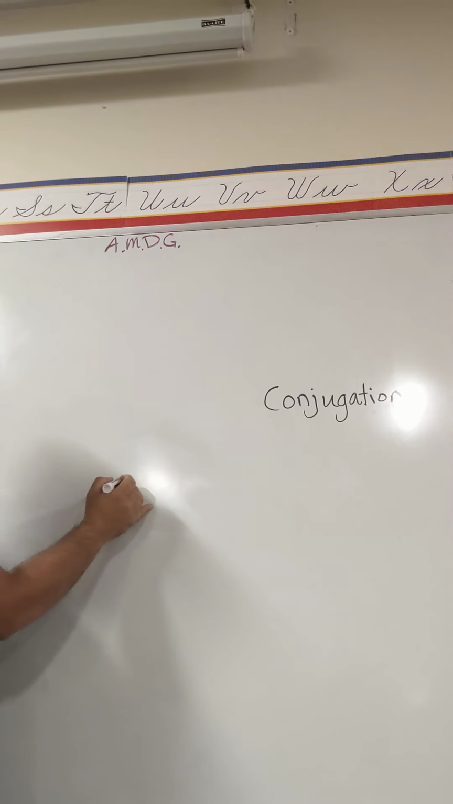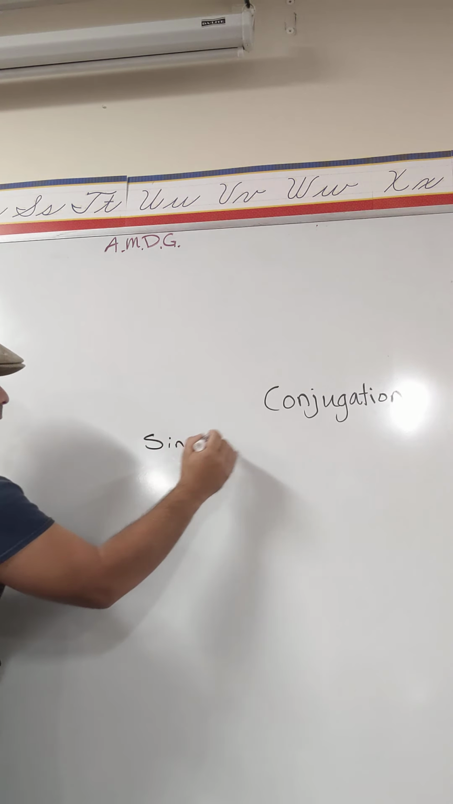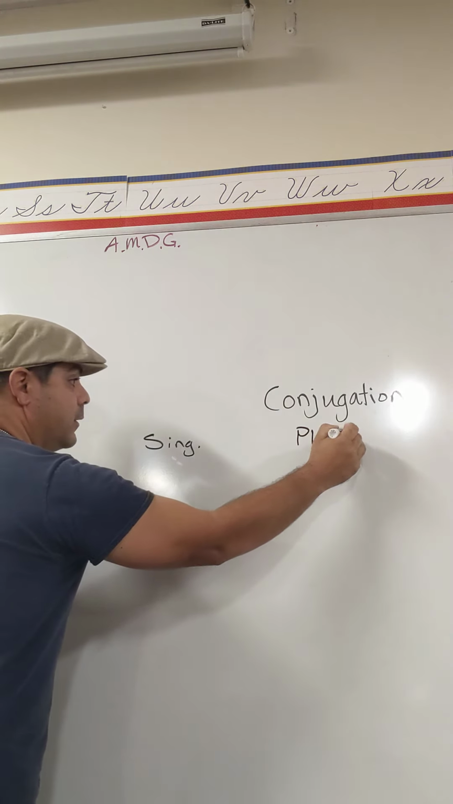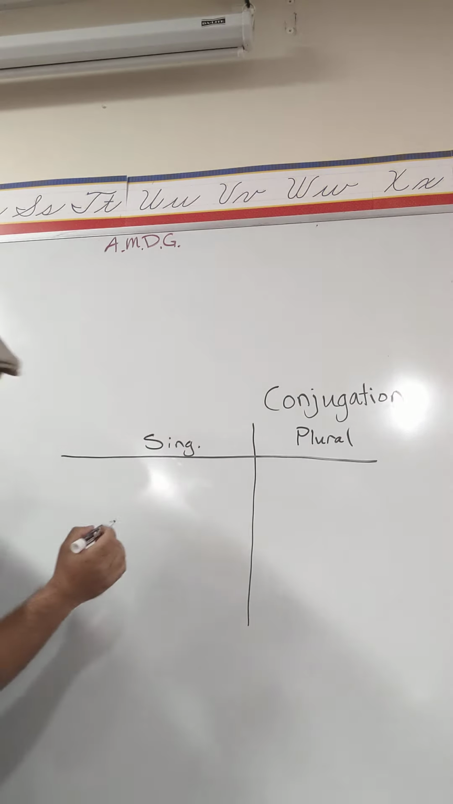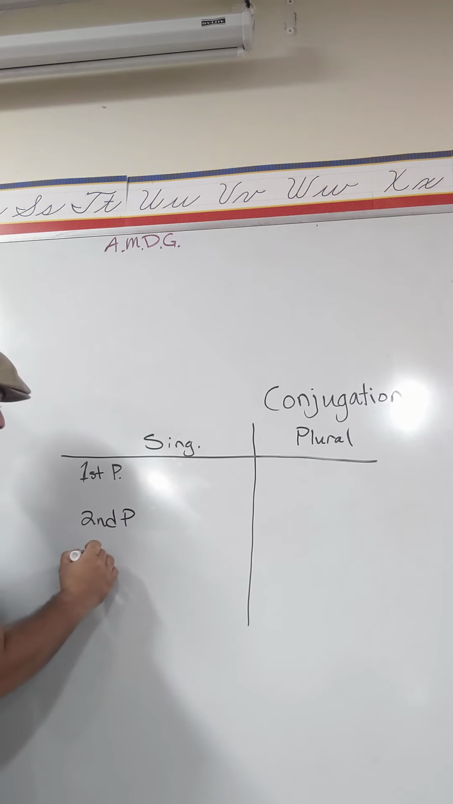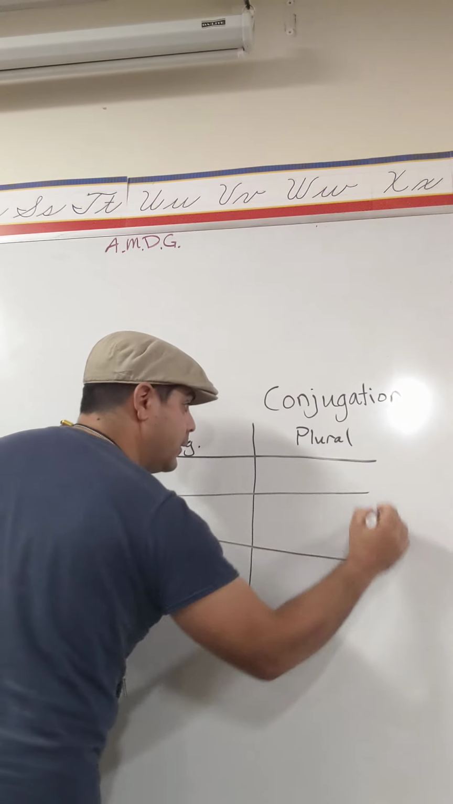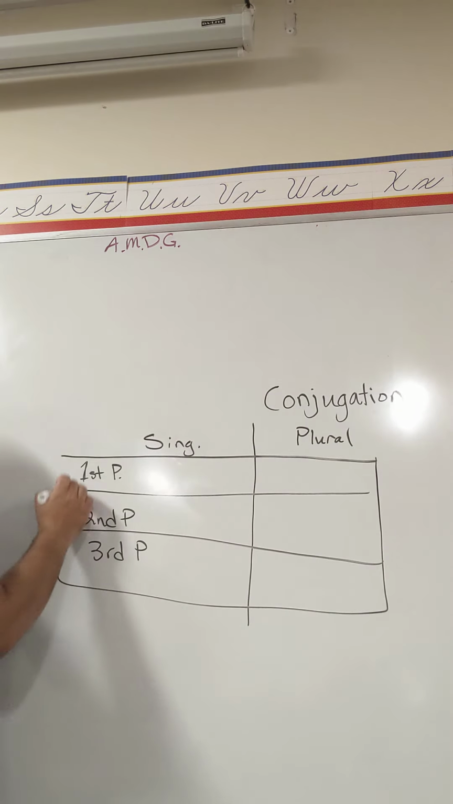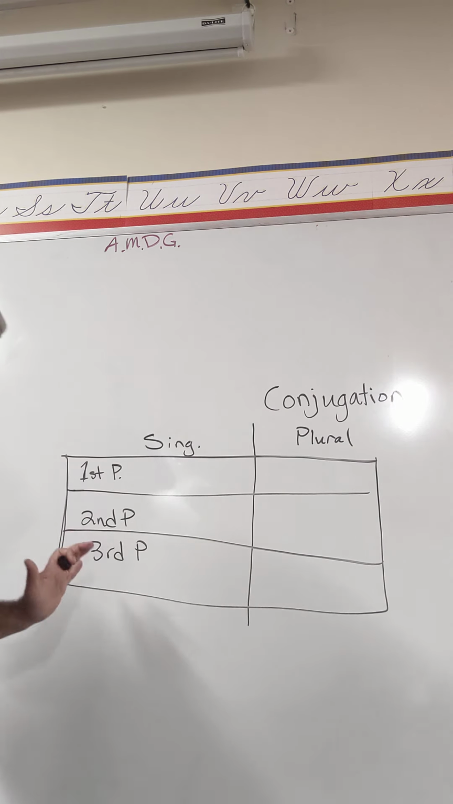You see we have a box here that says singular and plural. Then it's going to have 3 rows saying first person, second person, third person. Again, if you took Spanish, you've seen this before, right?